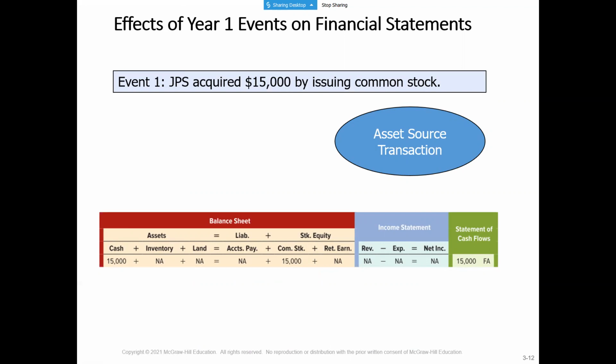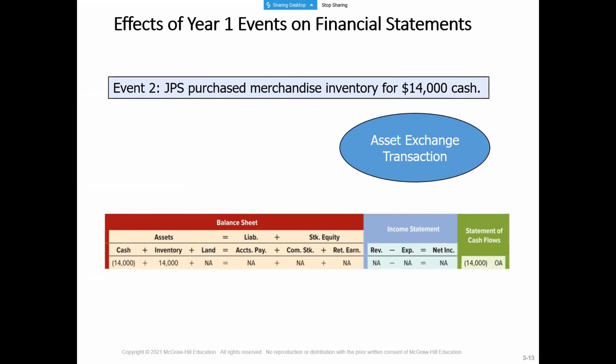So we did an example through the book of purchasing inventory using cash. It is an asset exchange transaction. One asset, inventory, increases, and another asset, in this case cash, decreases. And that is if you purchase inventory with cash. If you purchase inventory on account, you do not have an asset exchange transaction because you have accounts payable involved, which is a liability.